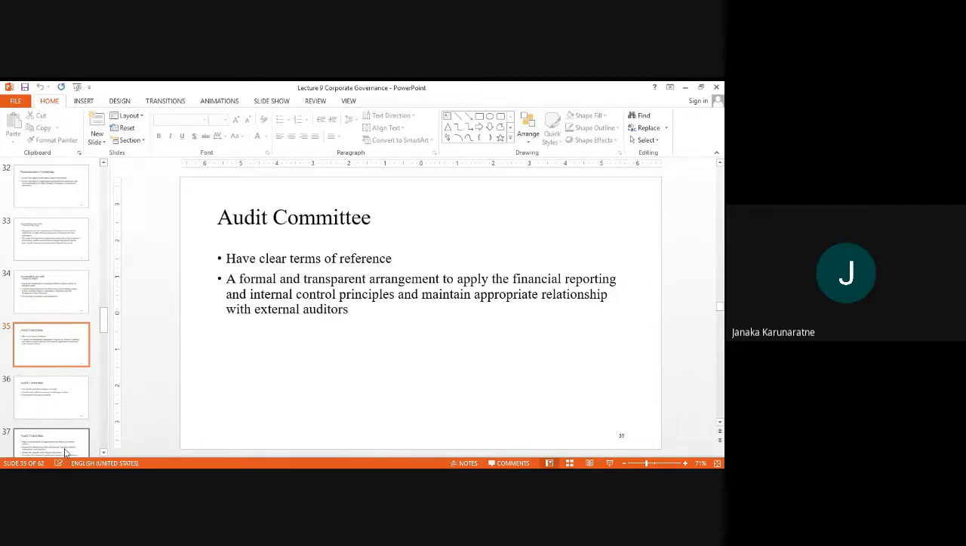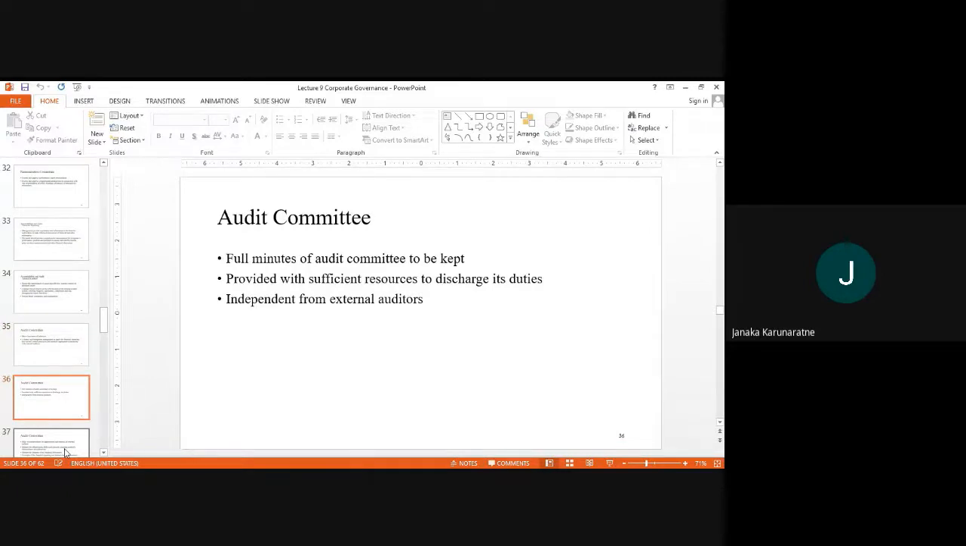Most of these audit committees are headed by a board member, a non-executive and independent director. They apply the financial reporting and internal control principles, and maintain an appropriate relationship with external auditors. So they always have a dialogue with external auditors, again independent of the internal audit of the entity. It's very important that audit committees keep full minutes and are provided with sufficient resources to discharge their duties. This is not an external audit function, but these are independent functions.